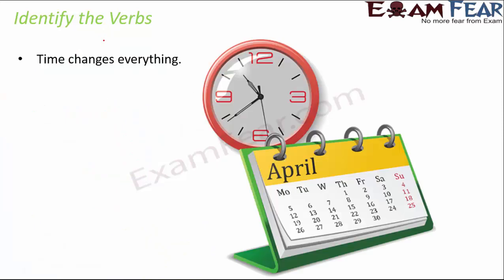Let's look at the next one. Time changes everything. So here the verb is changes. So if you ask a question, time changes what? The answer is everything. So that means everything is the object here. That shows that changes is transitive verb.